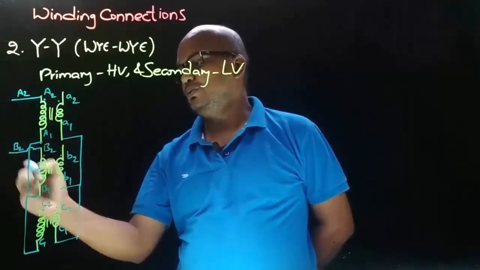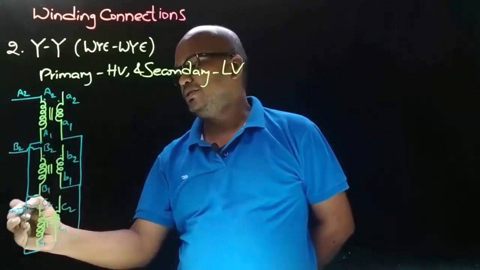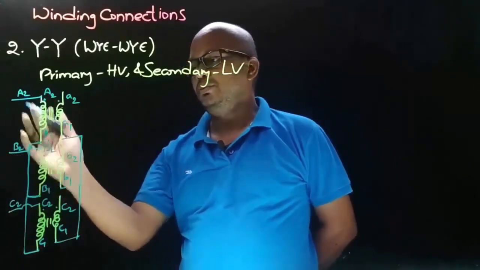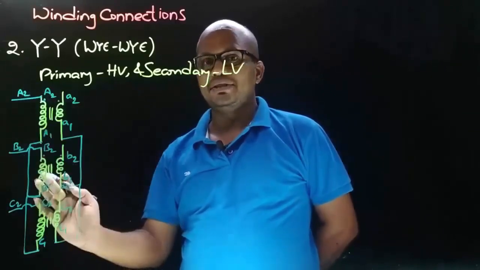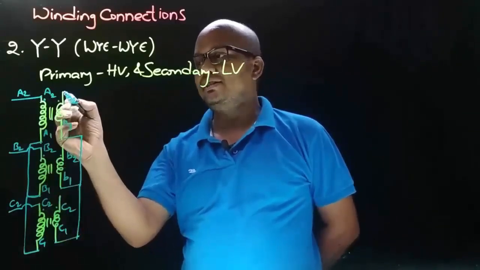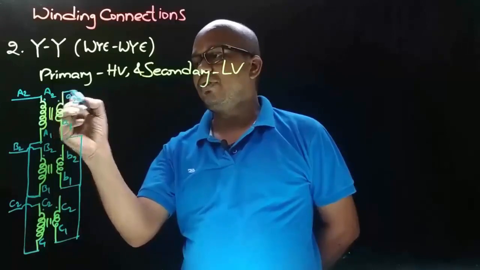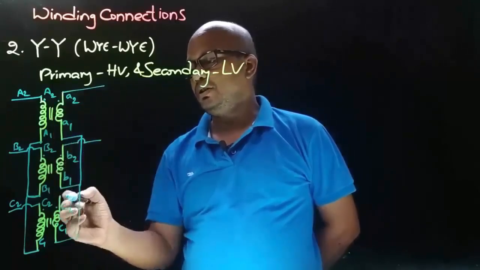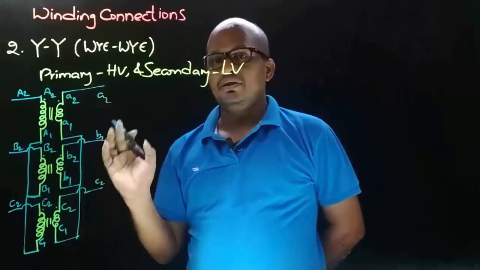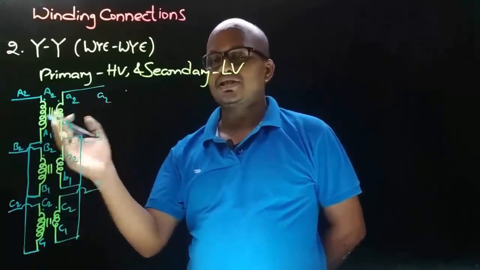And now on primary side, let's take the connections from the other ends, that is A2, B2 and C2. A2, B2 and C2 are the dotted end terminals. And similarly on secondary side, let's take the connections from a2, b2 and c2. So this is how we are obtaining the star-star connection.